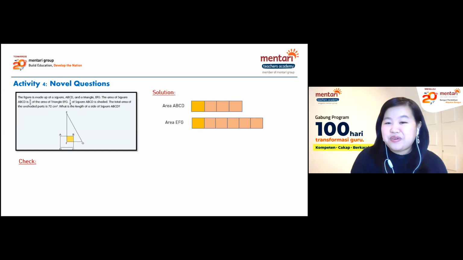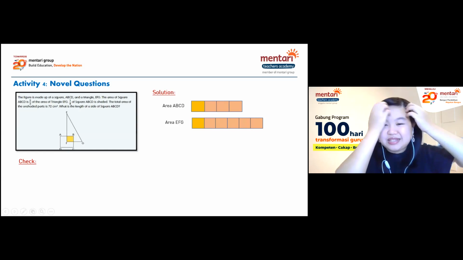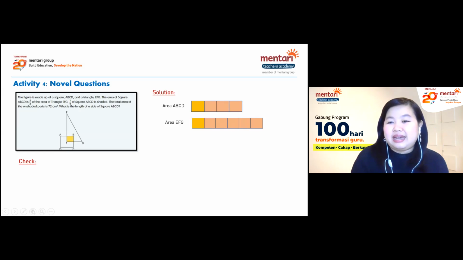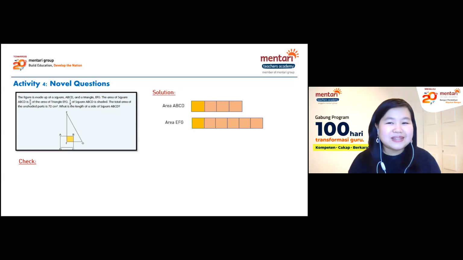Okay, so now from this model, that's a little bit of a hint now, right? You know that the total area of the unshaded part is 72 square centimeters. And you also know that the total area of the unshaded part is represented by 8 equal parts. Does that ring any bell? Does that help you think through how to find the length of a side of square ABCD? Feel free to add to the answer.